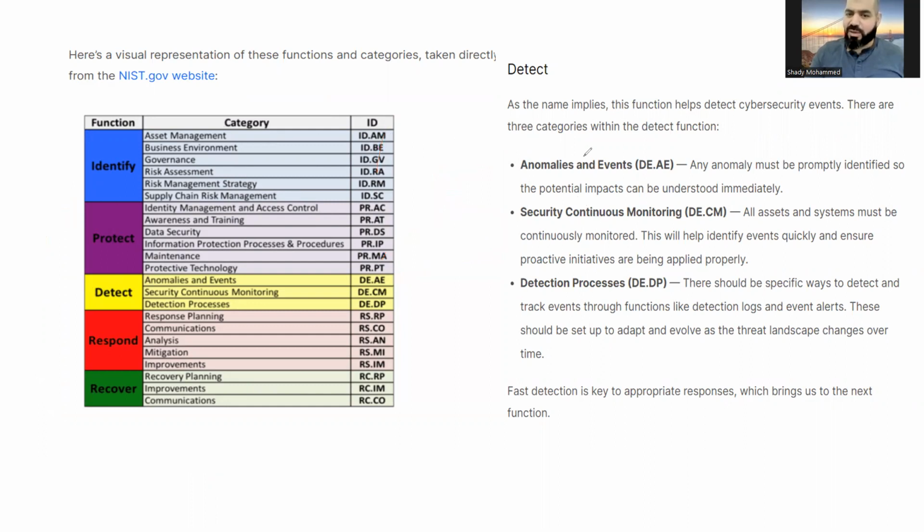I'll go ahead and look at anomalies. Any anomaly must be promptly identified so the potential impact can be understood immediately. Anomaly is anything that's not normal or above what you can really handle. I will give you an example. Let's say you have a web server over here, and only port 443 is open, so you're expecting to see HTTPS traffic coming from your firewall to your server and then going to the external outside.